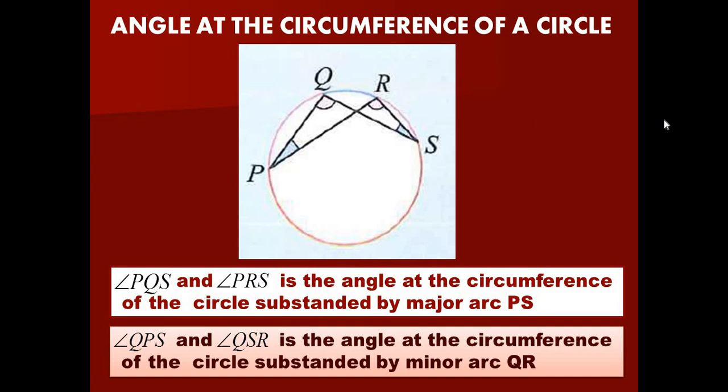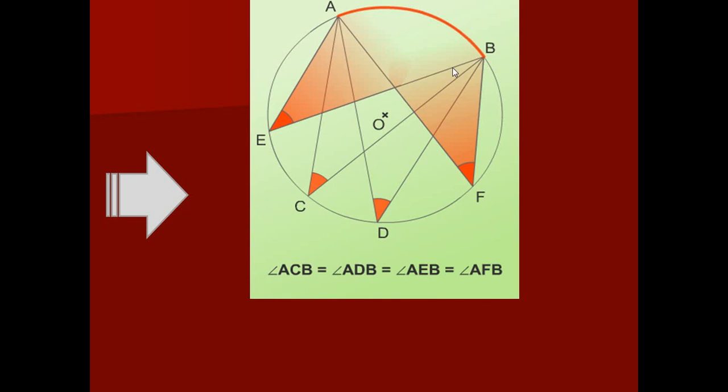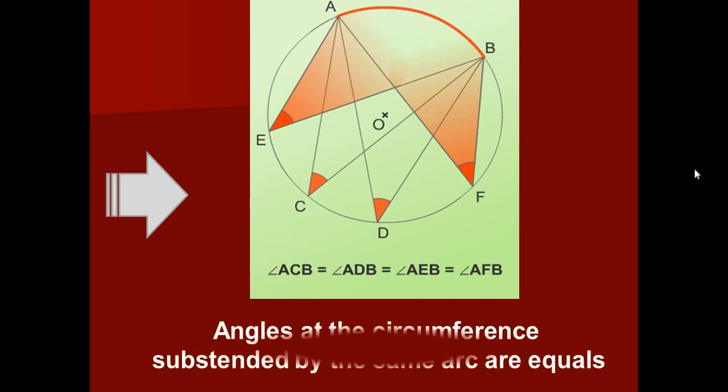So now you can see that all these angles, angle E, C, D and F, are using the same arc, which is arc AB. Therefore all these angles will have the same size or the same value.